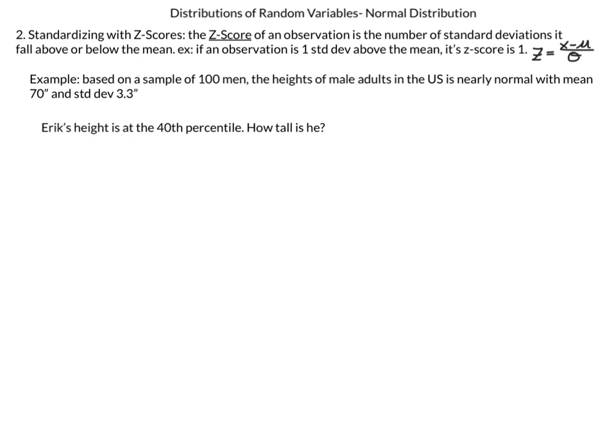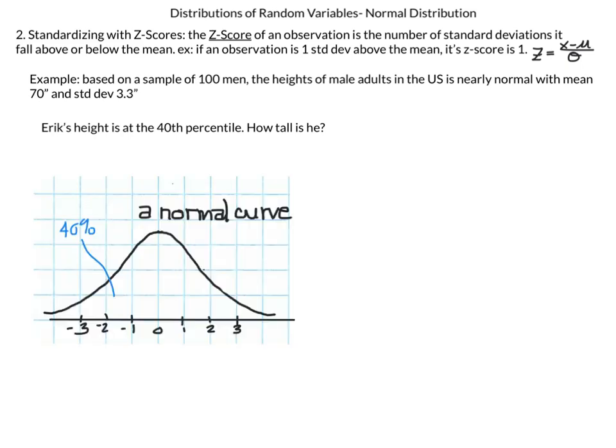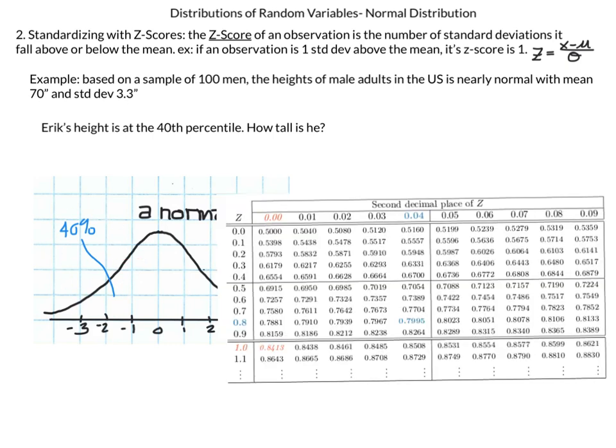How tall is he? Drawing a picture here, we have that somewhere below the 50th, and remember the mean is at the 50th percentile. Somewhere is 40% of the curve. So now I want to use this chart backwards. I want to look for where the probability is 40%. And I'm looking at this, and 0.5 is the lowest. There's nothing lower than 0.5. It doesn't go all the way down to 40%.